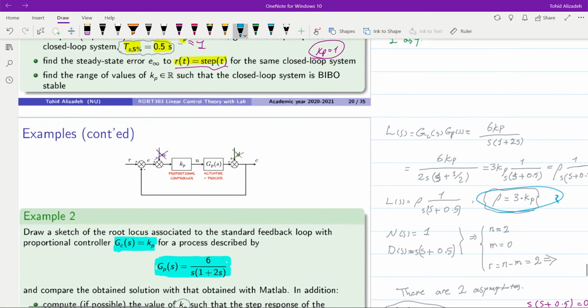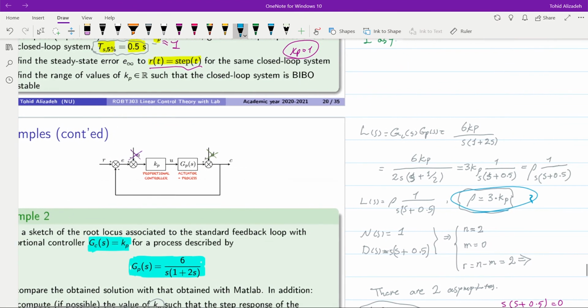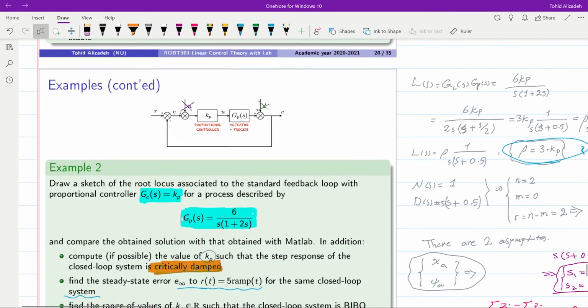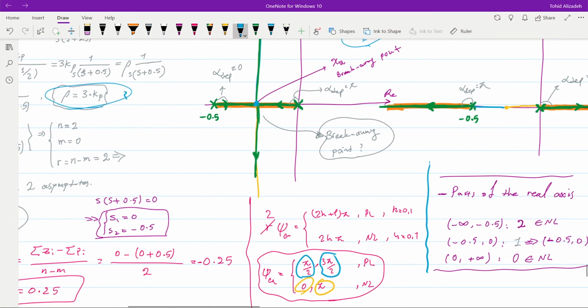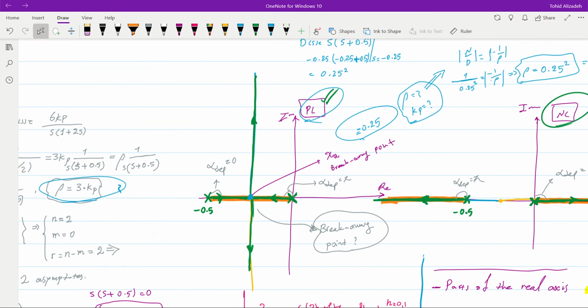And the last point is asking about finding the range of values of Kp such that the closed loop system is bibo stable. For this, we can have a look at the Root-Locus plots that we just created. If you look at positive locus, you can see that for all values of Kp bigger than 0, our system is bibo stable, because both poles are on the left half plane.